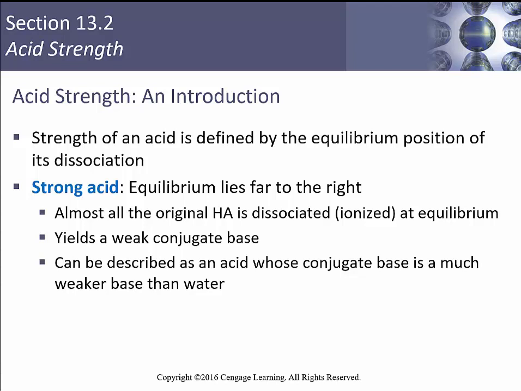It's called ionized because what are you doing? You're taking something that's neutral, like HCl, and you're splitting it up into ions, H+, Cl- at equilibrium. It's going to yield a very, very weak conjugate base. So, good rule of thumb, the stronger your acid, the weaker your conjugate base.